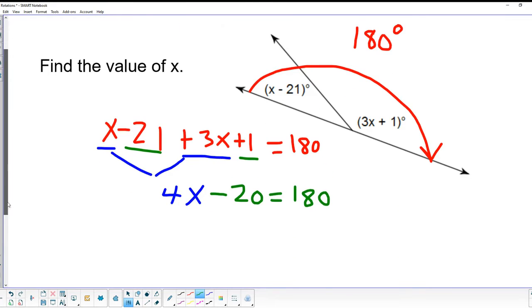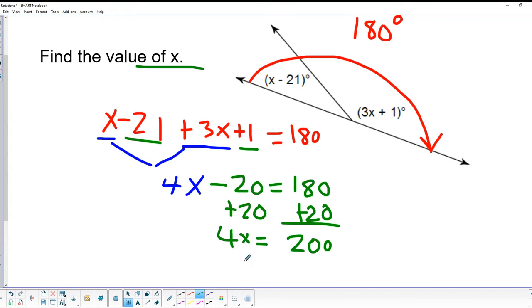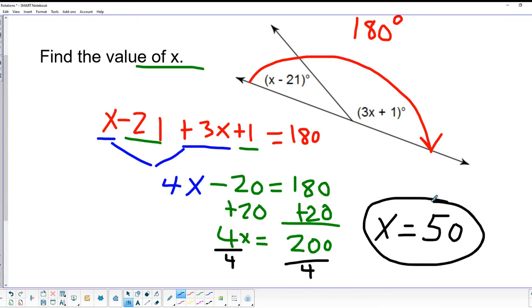And we're trying to solve for x according to the instructions. So we're going to add 20 to both sides. 180 plus 20 is equal to 200, and that's set equal to 4x. So then we divide both sides by 4. And that gives us a nice number: x equals 50. So in this case, x is 50.